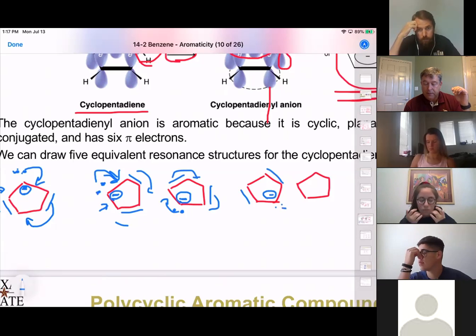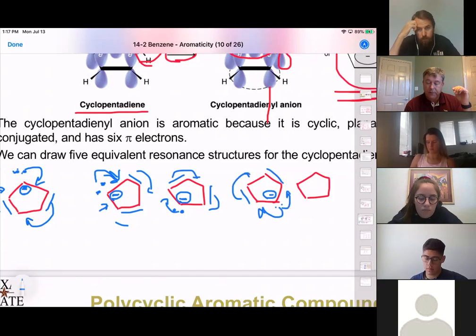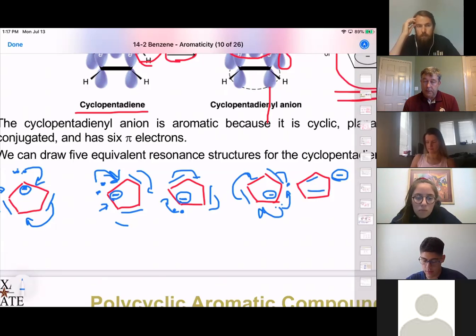These electrons are going to move in here, these are going to move here, and then these are going to come up here on this carbon, giving us our anion in this position here, okay? Do we see how these are all equivalent resonance structures? We're just moving that charge around from carbon to carbon to carbon to carbon to carbon, meaning we have a nice true resonance structure.